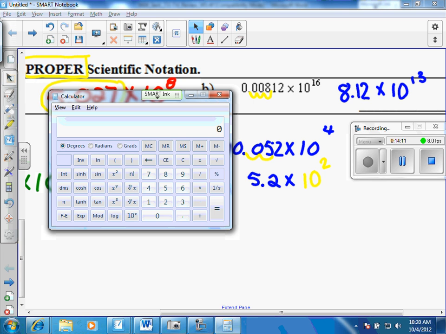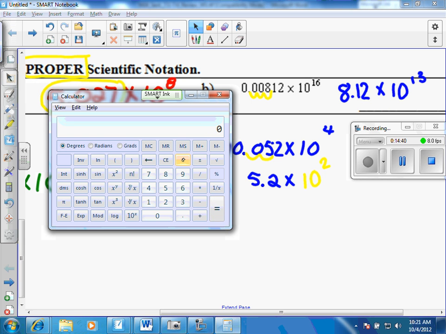Do you know how you would do that? You would go 10 to the... hold on, oh here, my calculator has a button. Let's use that. So 10, and my calculator put the power in first. So 10 to the 4th times 0.052. Okay, and I get 520. And then I can check my work to see if I'm right.